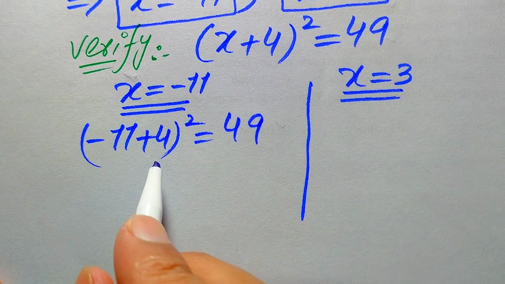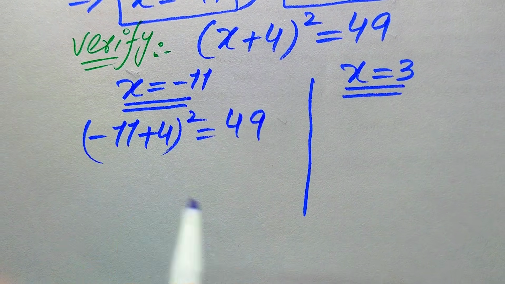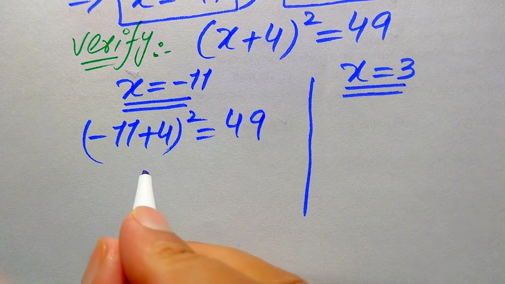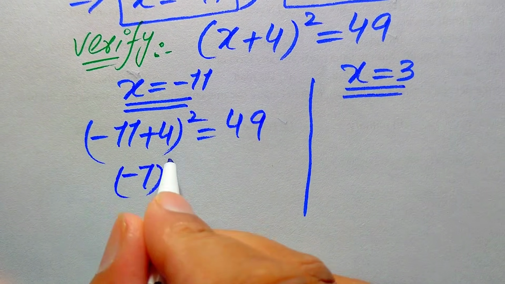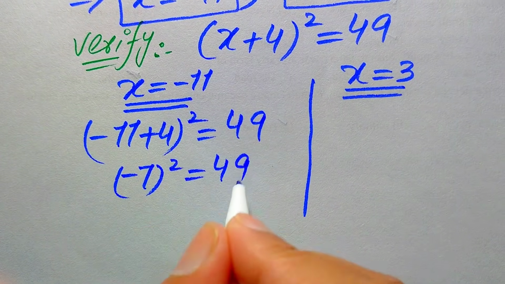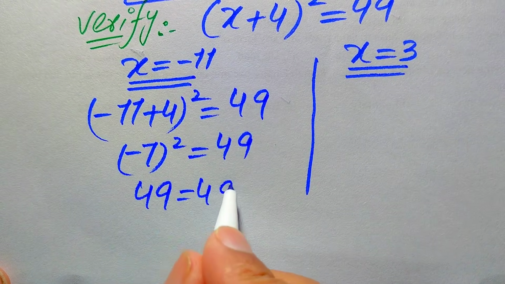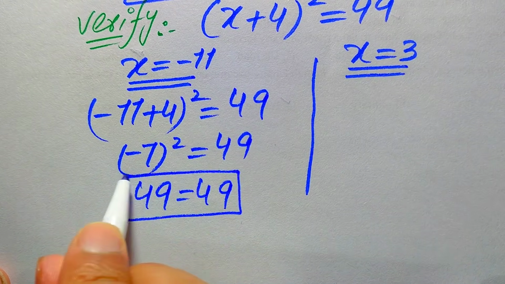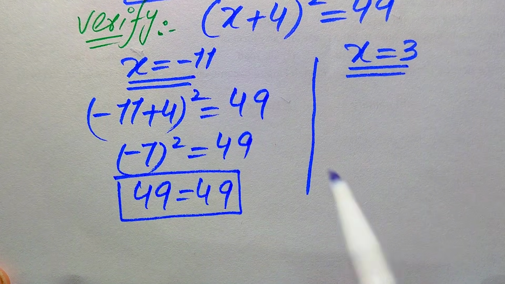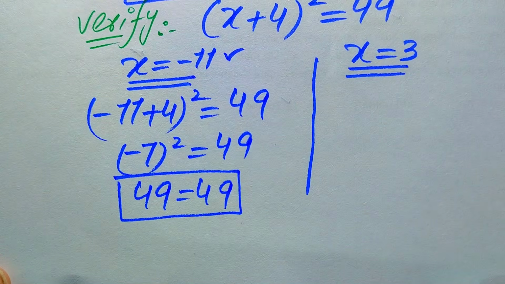So minus 11 plus 4 is equal to minus 7, squared, equals 49. You know that minus 7 squared becomes 49, so 49 equals 49. This shows that both of the sides are equal. It means that the value x equals minus 11 satisfies our given question statement.